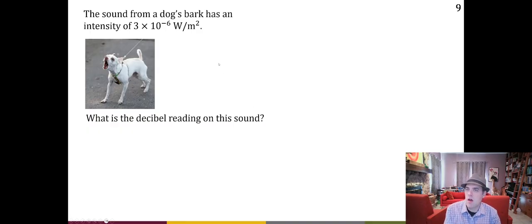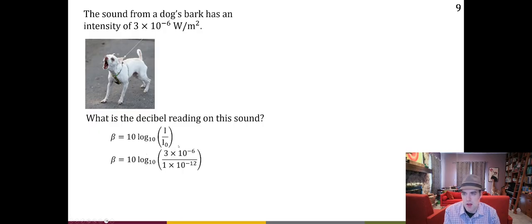The sound of a dog's bark has an intensity of 3 times 10 to the negative 6th watt per meter squared. How many decibels is this? We can plug it into our decibel equation. Beta equals 10 log base 10 of I over I0. I, which is the intensity of the sound, is 3 times 10 to the negative 6th, and I0 is 10 to the negative 12th. We plug that into our calculator, and we arrive at 65 decibels.